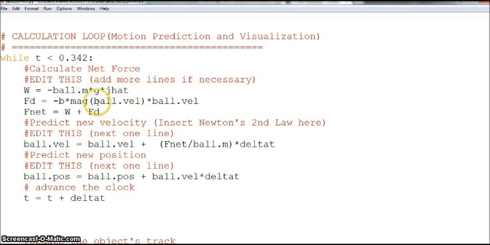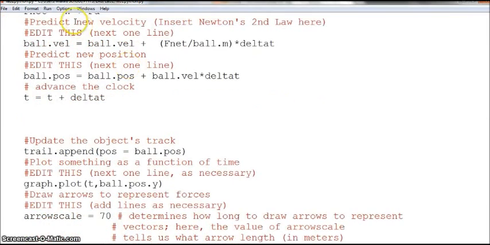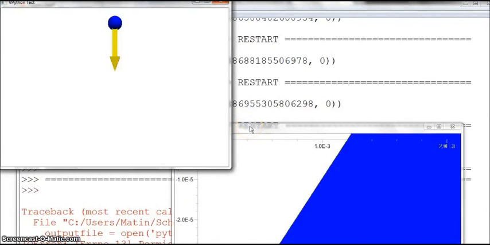The force of drag is opposite to the motion, so it's negative b, which is a constant I predicted based on the final position of the observed motion, times the velocity squared, so it's proportional to the square of the velocity. Since the velocity is negative, this will actually end up being positive in total, so we'll have an upward force. So the net force I've got right here, and then finally Newton's second law, where the final velocity equals the initial velocity plus the net force over the mass times the change in time. Now let's see how this runs.